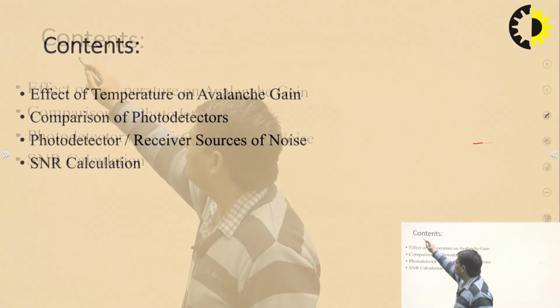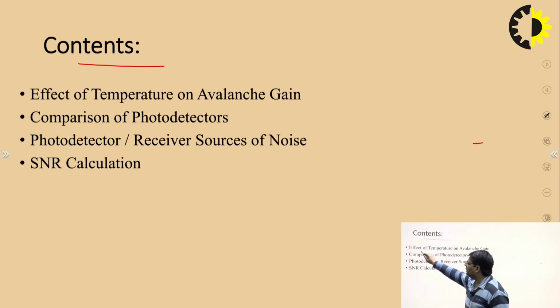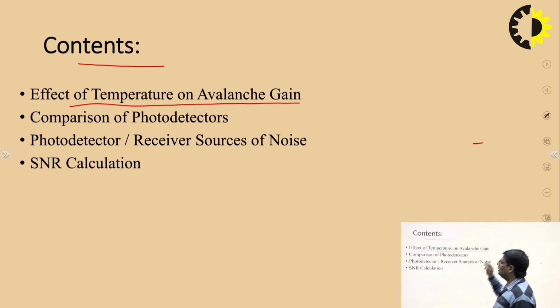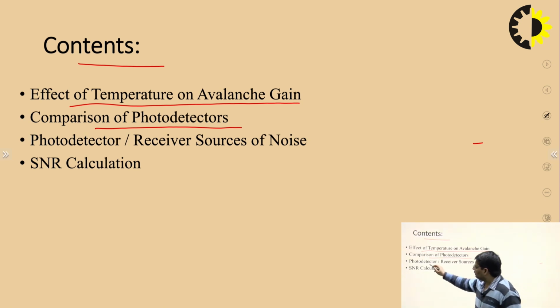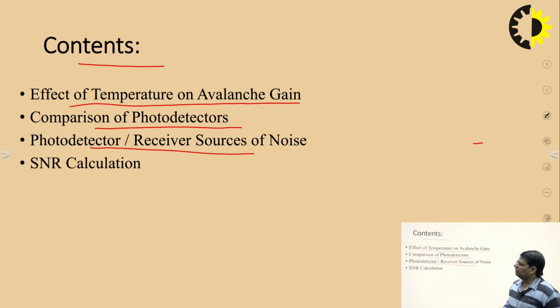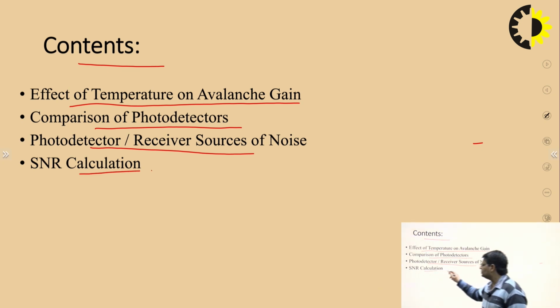So the main contents for today's lecture will be: we will study in detail the effect of temperature on the avalanche gain, and next will be the comparison of various types of photodetectors considering various types of materials or fabrication. Next, we will also calculate the different types of noises available in the case of photodetector or receiver, or what are the sources of noises or errors in the case of photodetector or optical receiver. And finally we will calculate the signal to noise ratio for the photodetector or optical receiver.